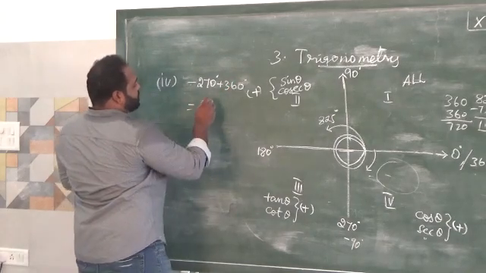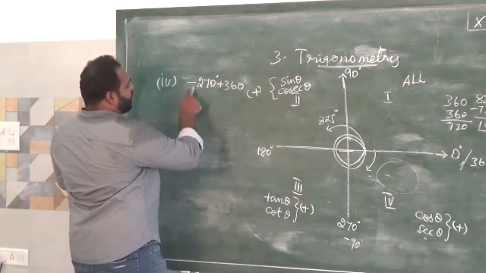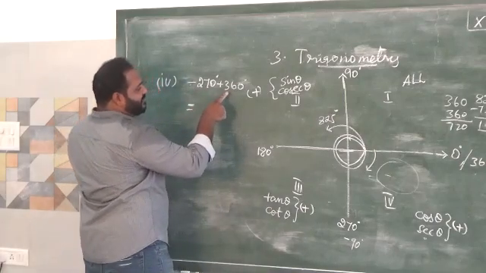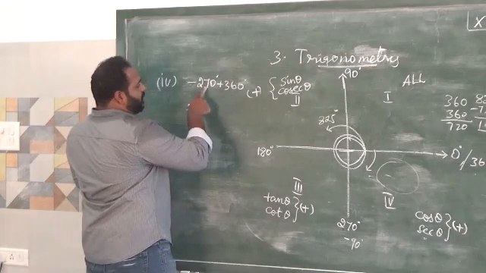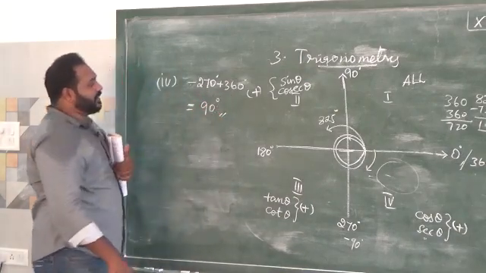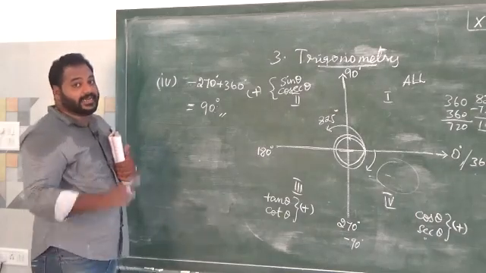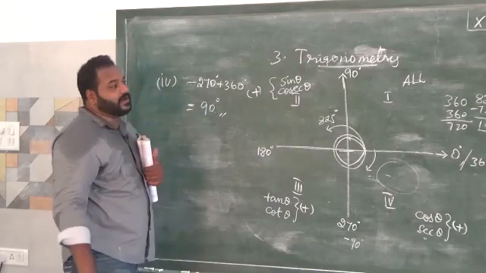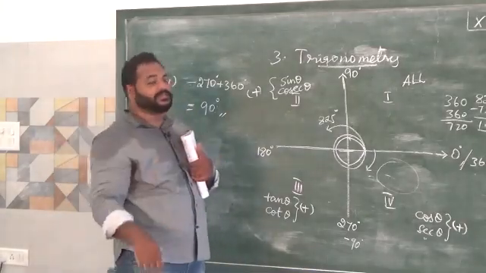If you add this, minus 270 plus 360, definitely it is a positive value. It is 90 degrees. It is the coterminal angle. If you are getting a minus value for finding the coterminal angle, you have to add 360. If you have positive values, you have to subtract 360.